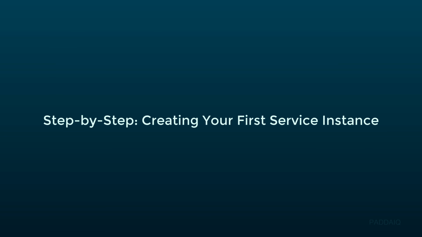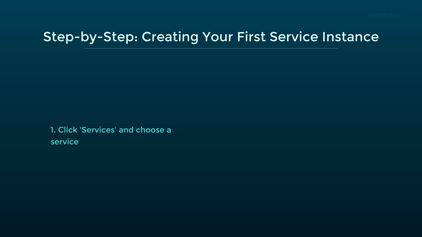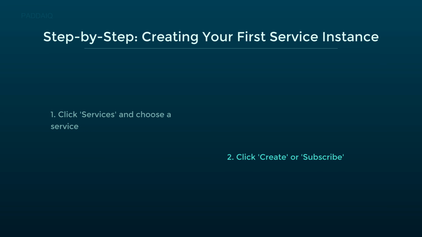Step by step, creating your first service instance. 1. Click Services and choose a service. This means you are selecting the specific BTP capability you want to use from the catalog. For instance, if you need a database, you'd choose SAP HANA Cloud. This simple action is your starting point for provisioning any service in BTP.